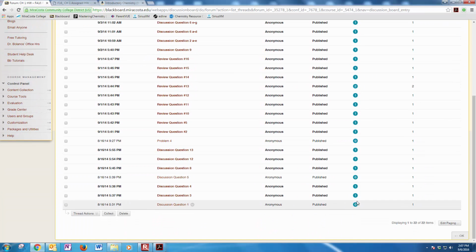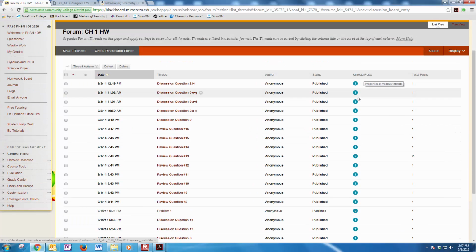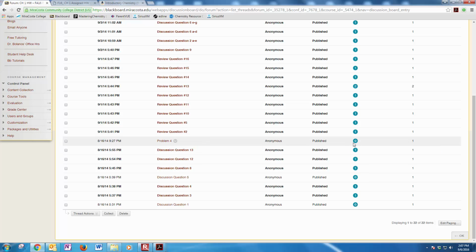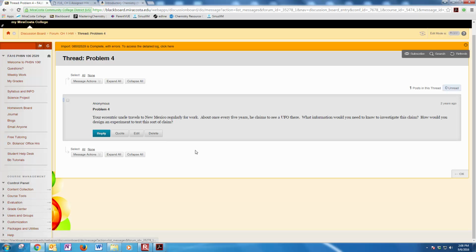Some of these numbers are going to get bigger. If you notice right here at unread posts, right now it says 1. If I come down here, I could look for zeros. Okay, I've already opened this one in a previous example. But unread post 0 means somebody's probably put an answer in. Then I would select that. There's no answer on this one.